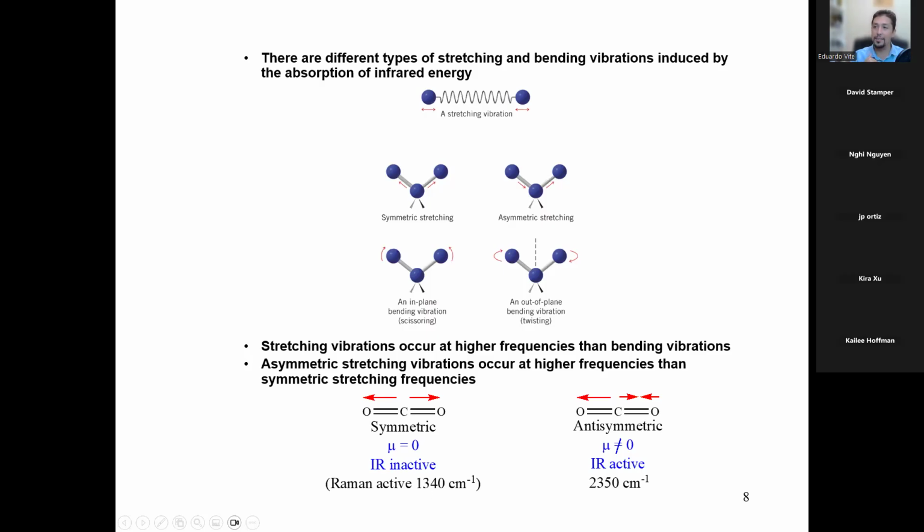So it depends on the identity of the molecule, and it depends on whether there is a polar change, a dipole change. It depends on the molecule. Any questions about that?